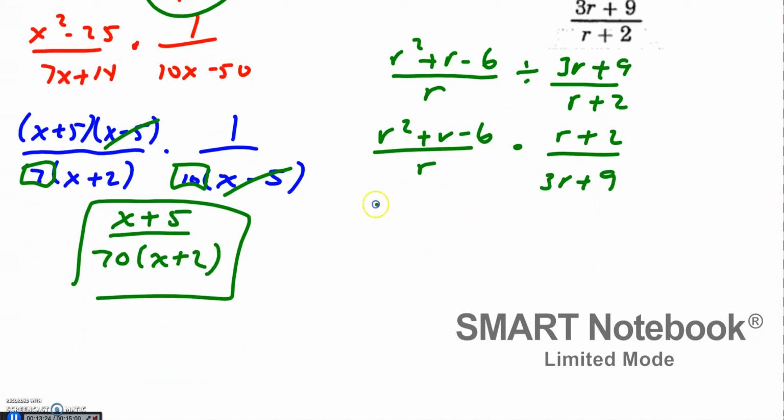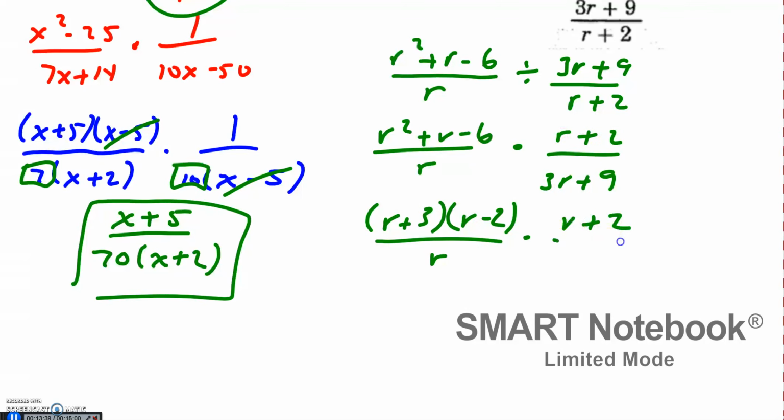If I factor the top here, two numbers that multiply to be negative 6 and add to be 1 are 3 and 2. 3, 2, plus minus. Can't do anything with the r. Can't factor or take a GCF out of r plus 2. But the bottom, I could take a GCF of 3 out. If I look at what I have left, I can cancel out the r plus 3's.